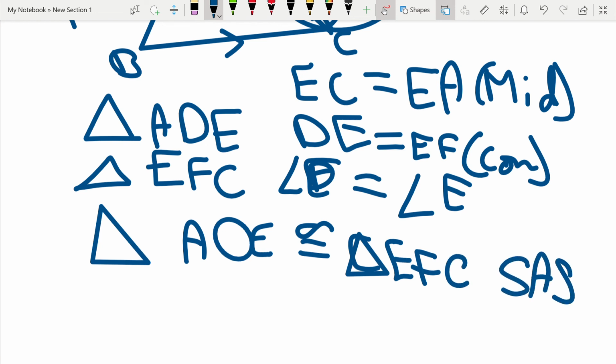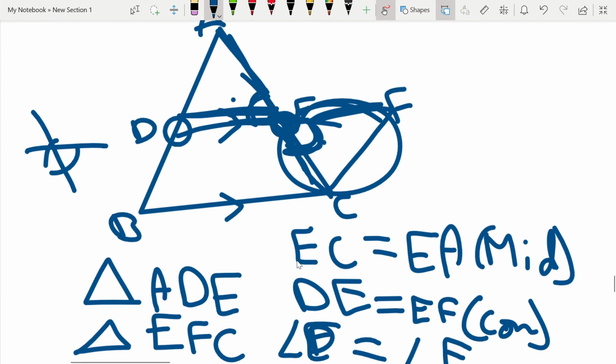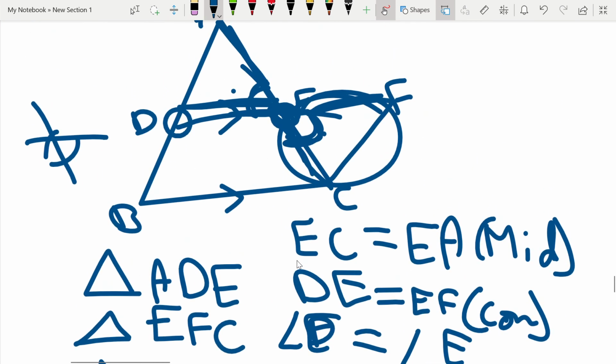Now what is SAS? Remember from the triangle chapter we learned that if you've got two sides and an angle in the middle, and the other triangle has two sides and an angle in the middle, if those are equal, then the two triangles are going to be congruent. So let's move on. We know that. Actually I'll stop right here and we'll continue this in the next part because this is getting a little bit long. Alright, so stay tuned.